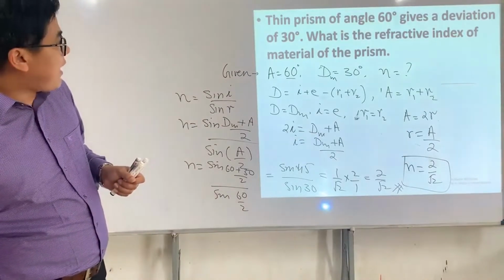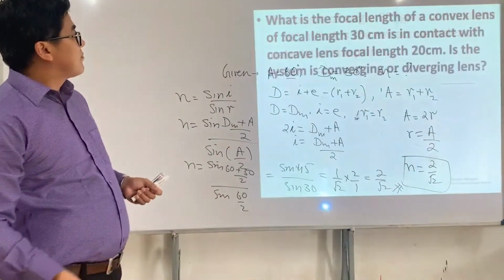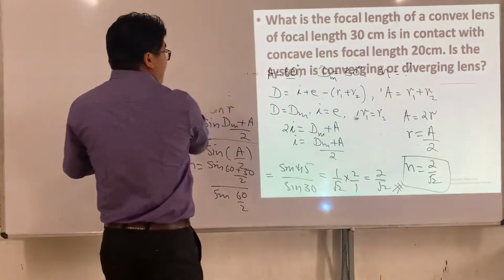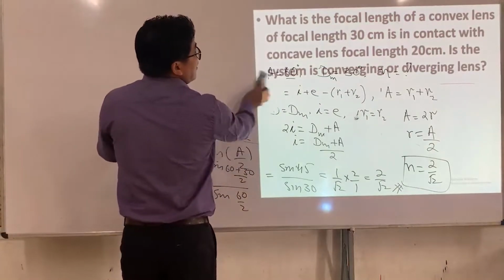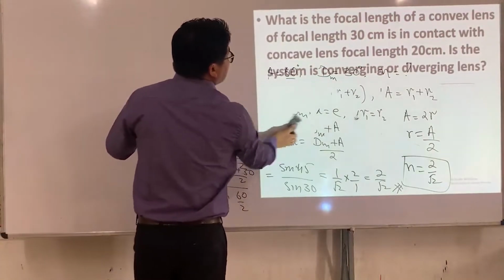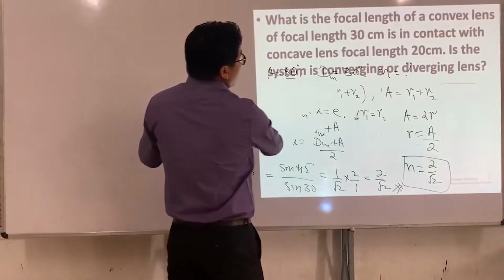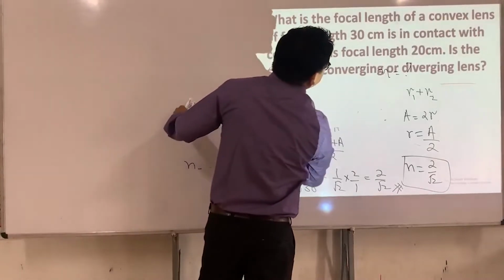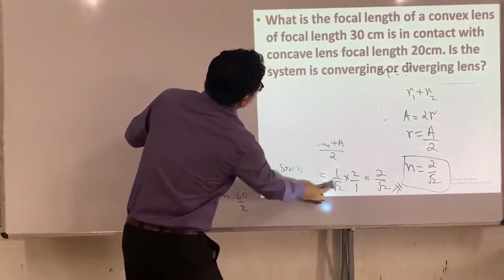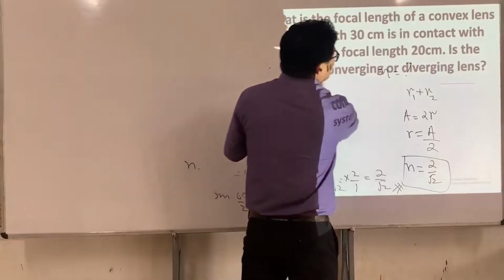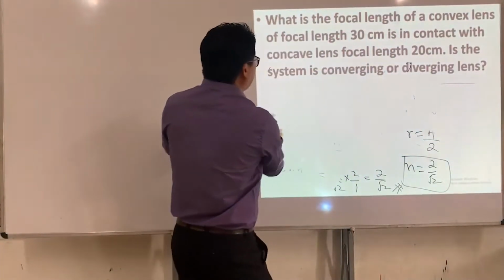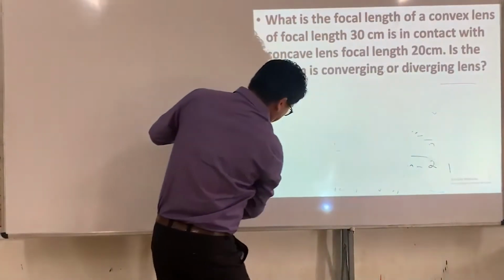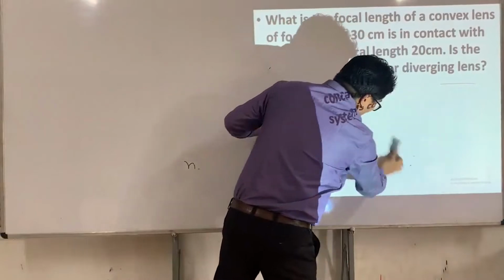Okay, now we will move to the next problem. A convex lens of focal length 30 centimeter is in contact with a concave lens of focal length 20 centimeter. Is the system converging or diverging? So look at this, the system is converging or diverging.